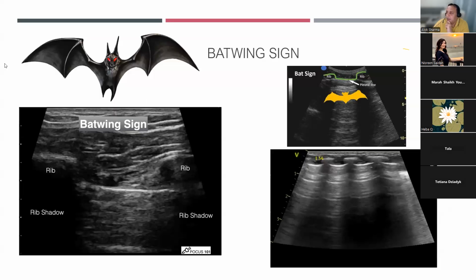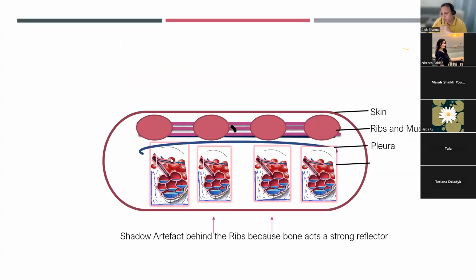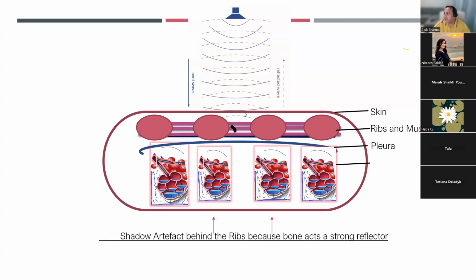Now, besides the batwing sign, we need to understand what horizontal reverberation artifact is. So just again, this is skin, subcutaneous tissue. These are ribs. This is muscle. And this area here that you see in blue, this is basically pleura. So when you look at how sound waves interact, they will come in, they're generated, they will interact with skin, superficial tissue, muscle, intercostal space, and the ribs. They will also interact with deeper tissue as they go in.